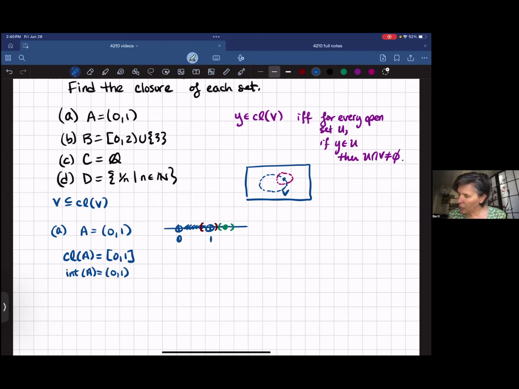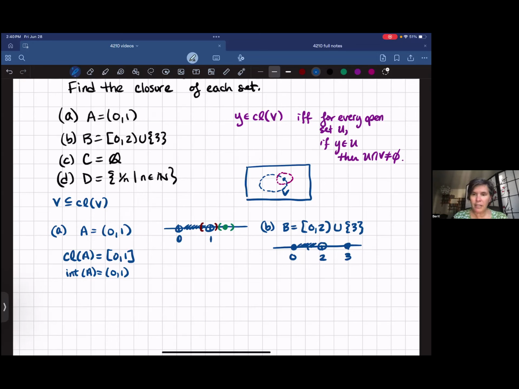Okay. Now what about the set B? B is the set closed at 0, open at 2, that interval, unioned with the singleton point 3. So [0, 2) union {3}. Let me make my open interval at 2 really clear. There we go. All right, so that's B. So again, we know the closure of B already contains the points of B. So like the point 0 is in the closure because it's already in B. The point 3 is in the closure because it's already in B. And all the points between 0 and 2 are in the closure because they're already in B.